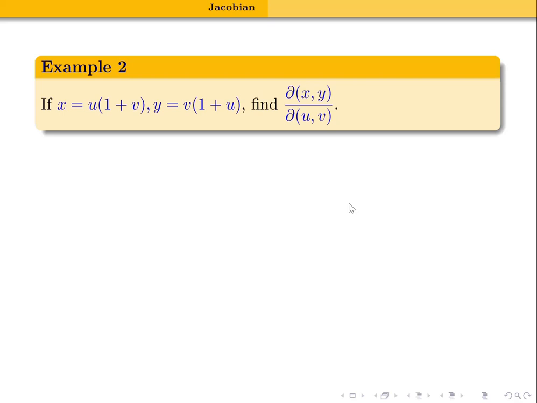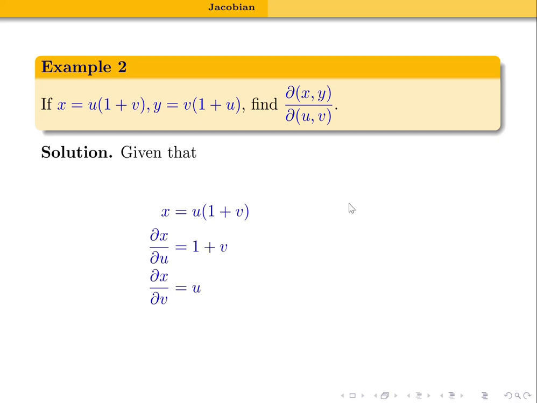Next, example number 2. If x = u(1+v) and y = v(1+u), find ∂(x,y)/∂(u,v). Solution: what is given? x is given. What is your x? x = u(1+v). Differentiating with respect to u, we will get 1+v. With respect to v, we will get u.